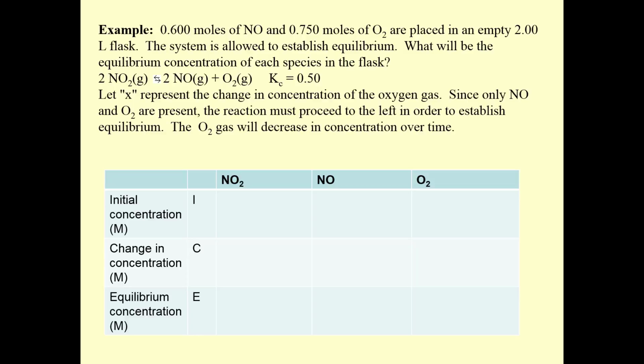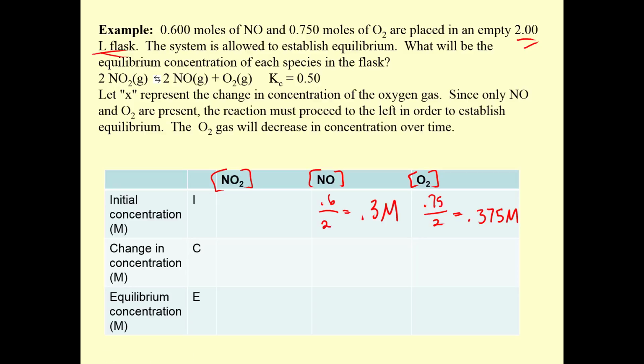This one, we're just going to set up the ICE chart because we have to be able to figure that out. Okay. So we get 0.6 moles of NO and 0.75 moles of O2, and they're placed in a 2-liter flask. Right. So initially, NO, we have 0.6 moles for 2 liters. So the molarity is 0.3 molar. Right. So these are concentrations. Initially I have that. Initially I have 0.75 moles for every 2 liters, which is 0.375 molar.